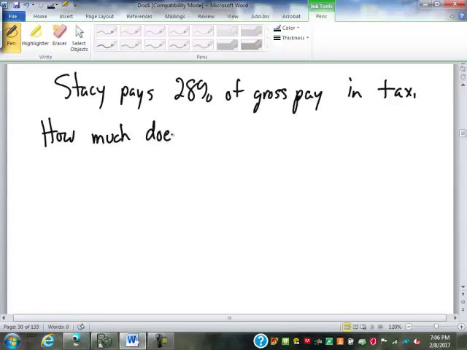How much does Stacy take home? What does take home mean? After taxes and everything. That's what she gets to keep after tax. We're assuming that tax is the only thing taken out of Stacy's check.